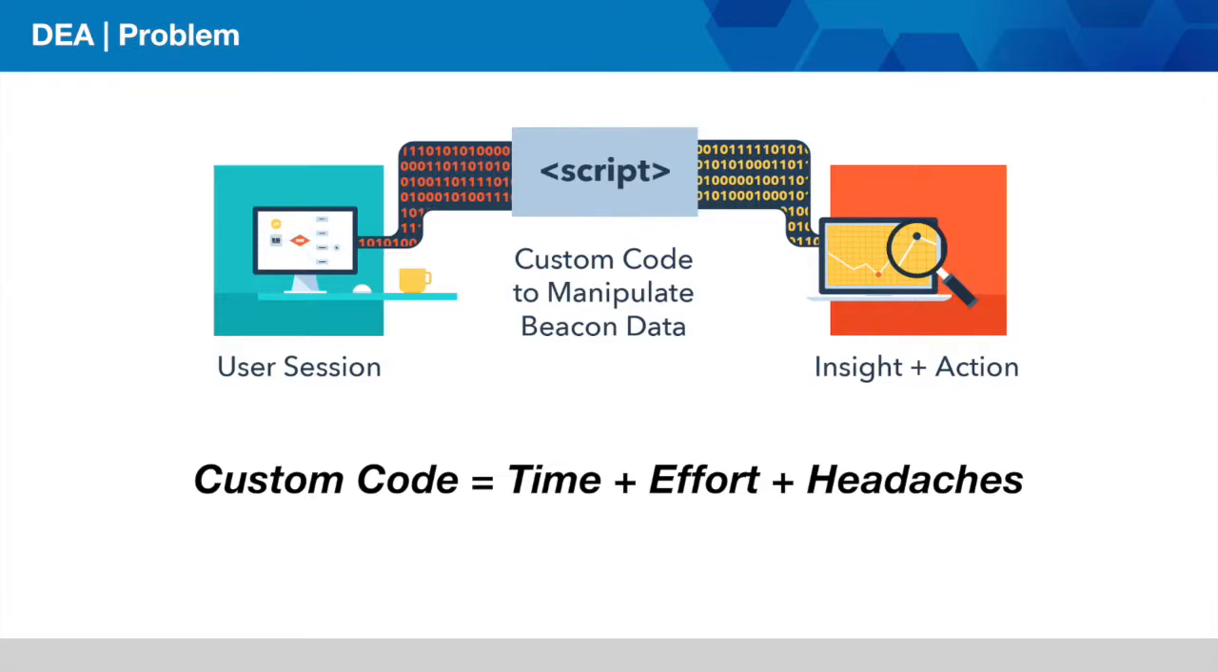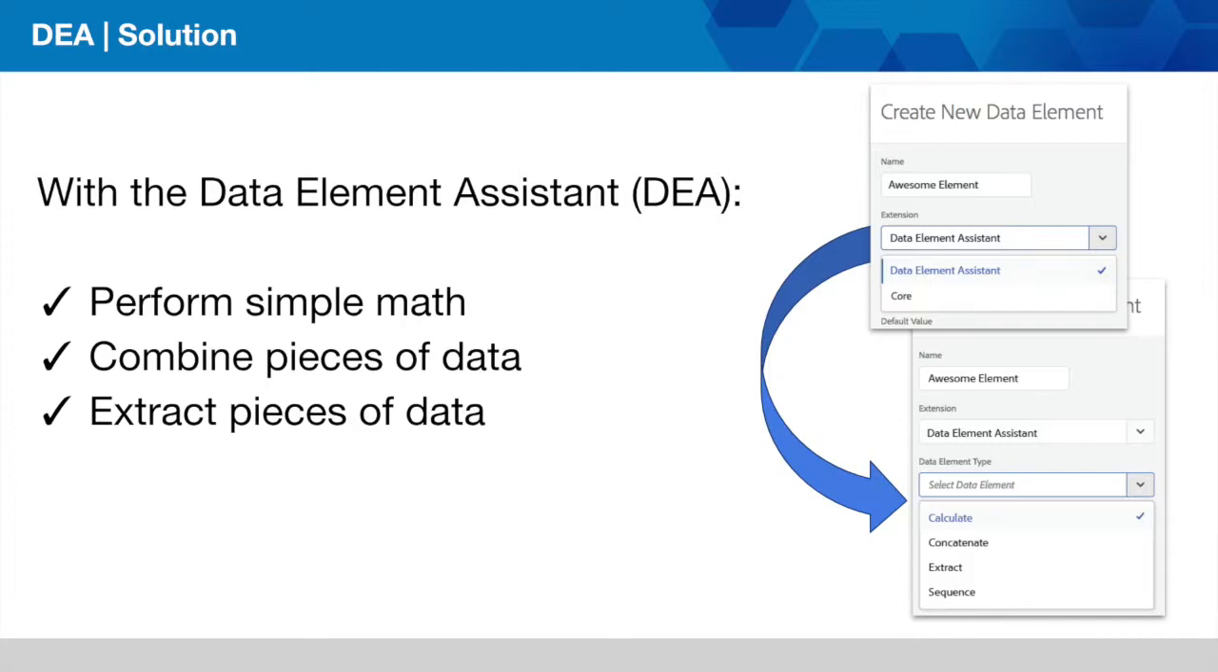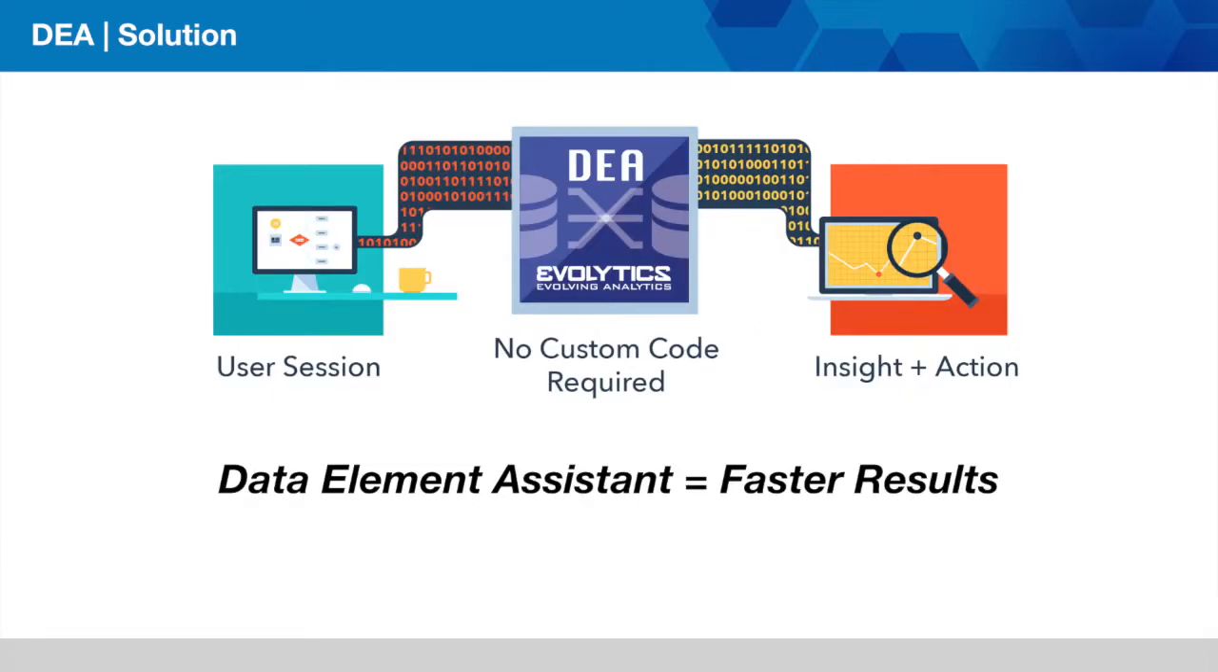To solve the problem of time and effort-intensive custom code, Evolytics created the Data Element Assistant. The Data Element Assistant, or DEA, provides an easy-to-use interface for 4 commonly requested manipulations: performing simple math, combining pieces of data, extracting pieces of data, and evaluating a conditional sequence. With the DEA extension handling the custom code, you are able to deliver the data in the requested format faster.